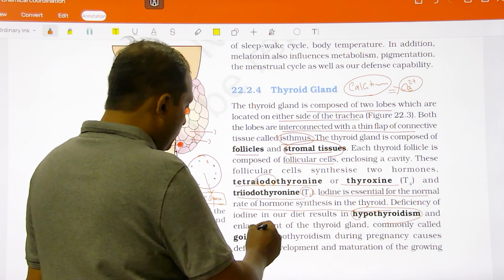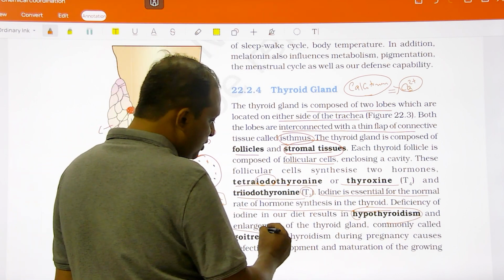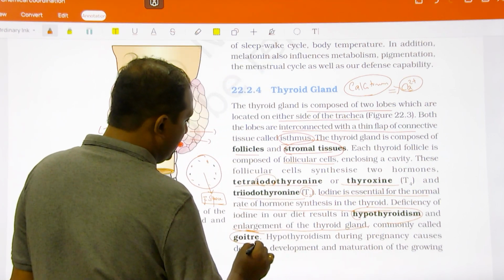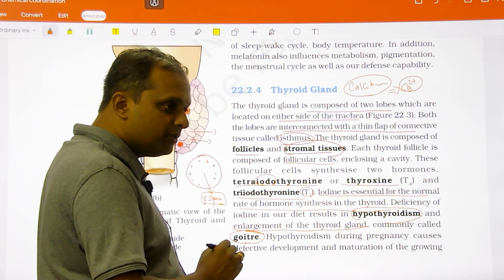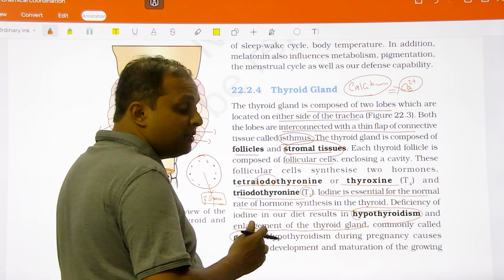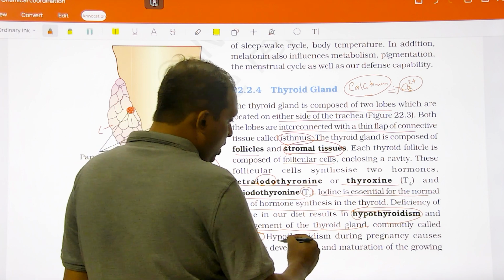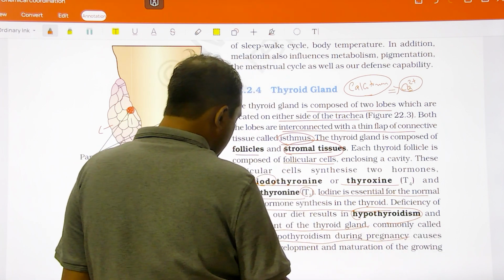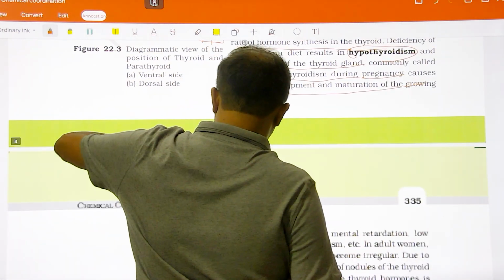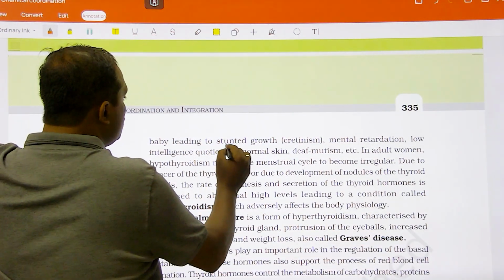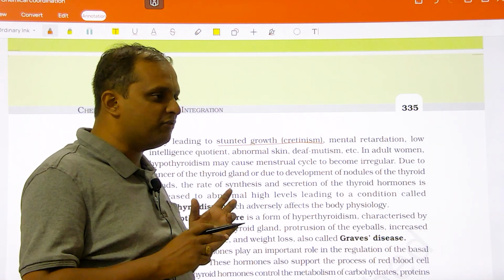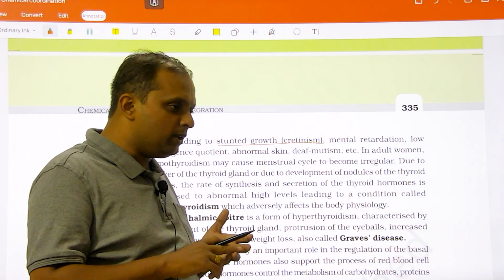You also see an enlargement of the thyroid gland in the absence of iodine, commonly called goiter. So all these things happen in the absence of thyroid hormone. And they have mentioned, say thyroid is a very important hormone. Hypothyroidism during pregnancy causes defective development and maturation of the growing baby, leading to stunted growth called cretinism. See, thyroid hormone will take care of three aspects: physical growth, mental growth, and reproductive ability.